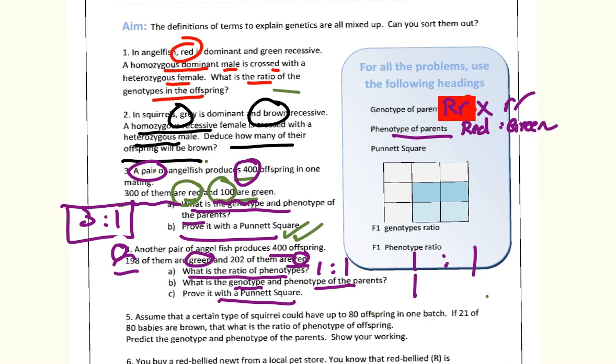Prove it with the square. So we need to prove by the square that you will get a ratio 1 to 1. Okay, so fill the squares as normal, put the gametes in circles, R capital, R small, and okay. So you can see here that I have the phenotypic ratio. I have 2 red and 2 green, means 1 red and 1 green.